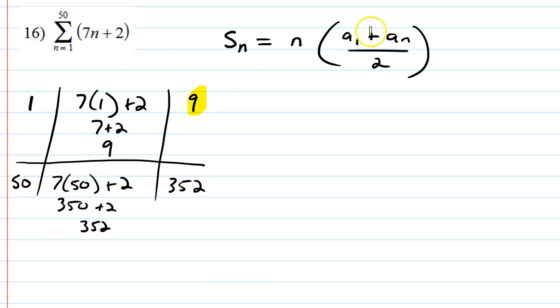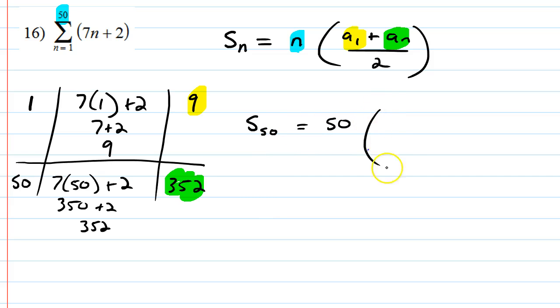So we're going to take the 9, put it here. We're going to take the 352, put it here. And then the 50 is our n, and that's going to go there, because we want to find the sum of the first 50 terms. So it's going to be 50 times 9 plus 352, divided by 2.